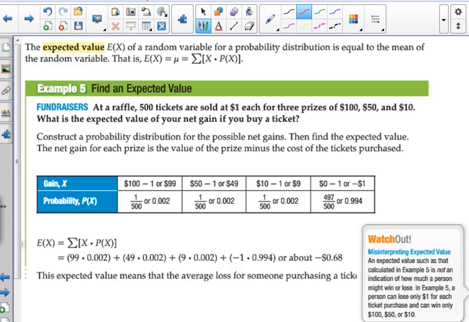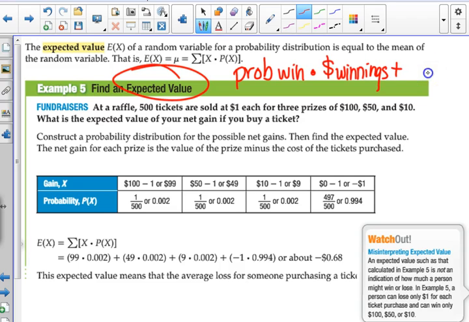All right. This is a really important part of the lesson. So if you've been sleeping, now's the time to wake up. You have to know how to do expected value. There's a question on the quiz and there's a question on the final. Expected value. Here's my definition. The probability that you will, I'm going to say win, times the amount of winnings, plus the probability of losing times the amount you would lose.